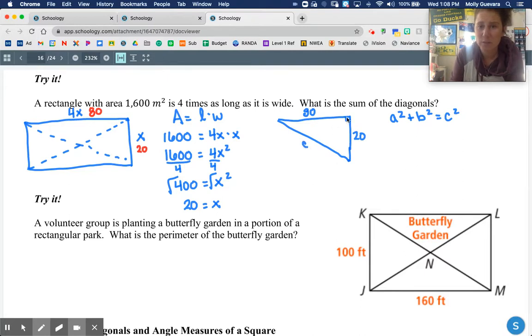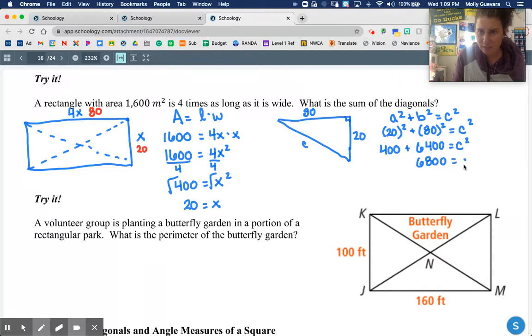Remember, C is always the one across from the right angle. So A squared, let's do 20. So 20 squared plus 80 squared equals C squared. And so you'll probably want a calculator here. 20 squared we already know is 400. And then 80 squared is 6,400. And that equals C squared. So if we add these together, I get 6,800 equals C squared.